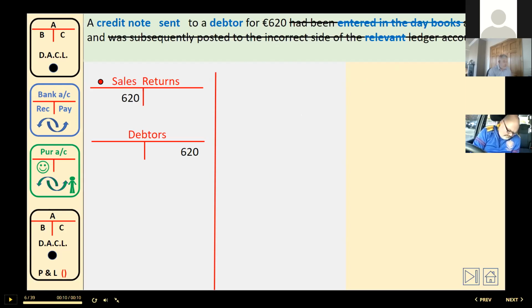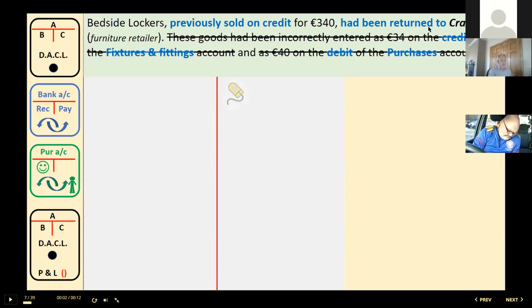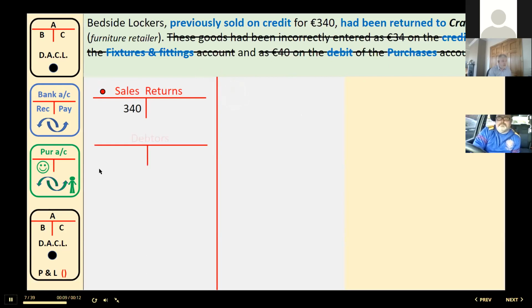If I go to the next one, it's another sales return. Bedside lockers previously sold have been returned. So when we click play, the same thing comes through. They should know sales returns. They should know the side of sales returns. They should know it's on credit, so it's people, meaning debtors. Okay.